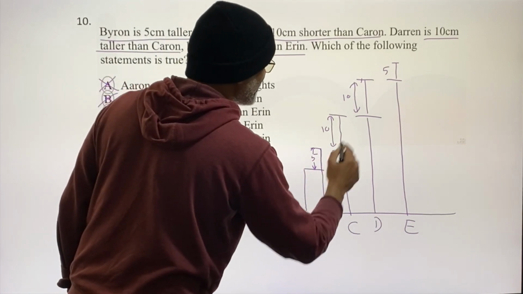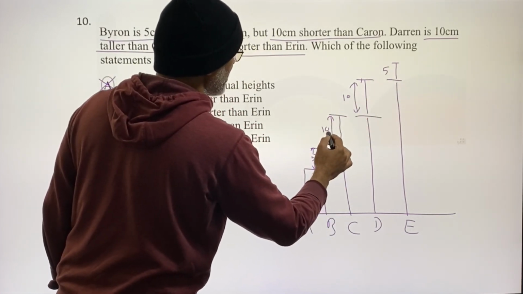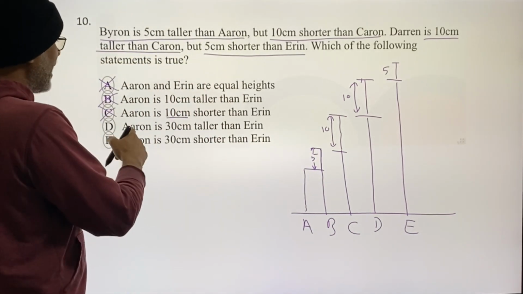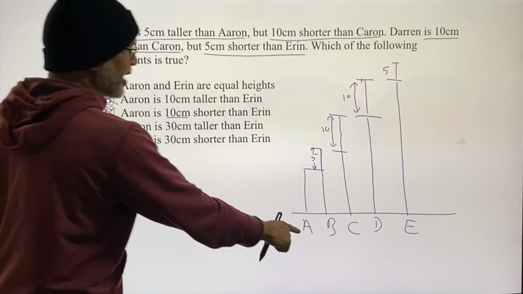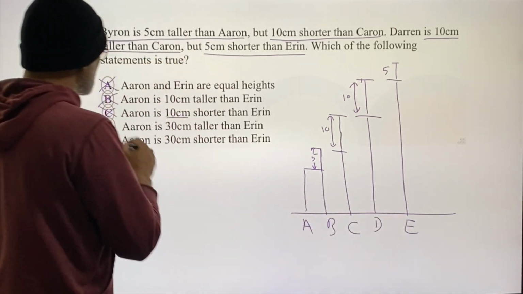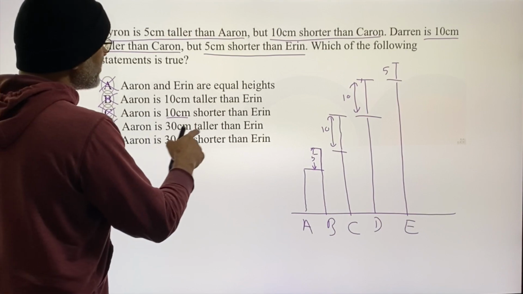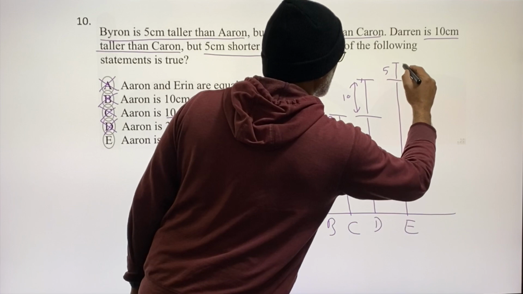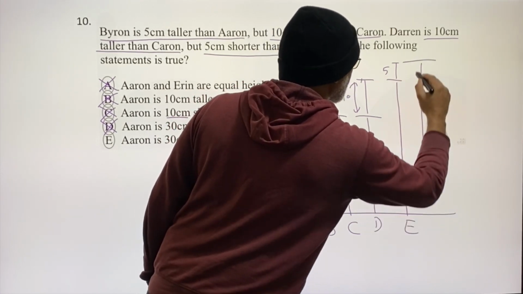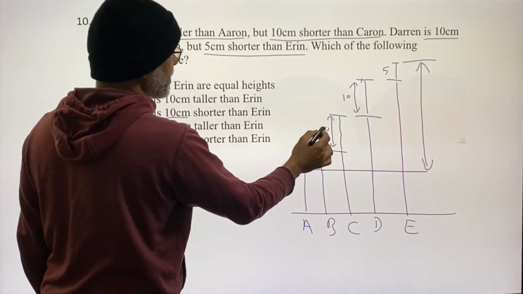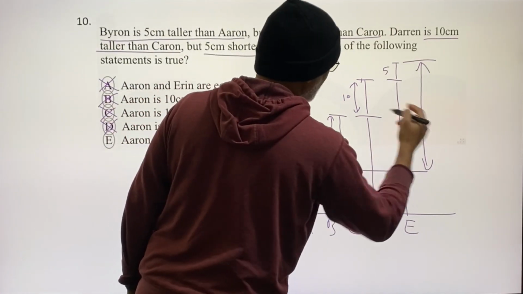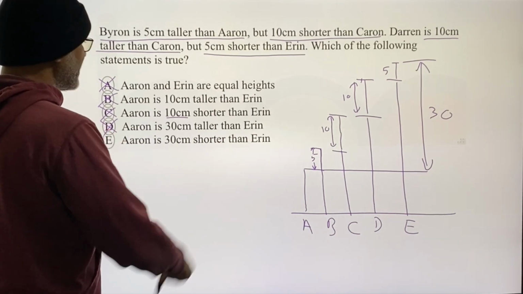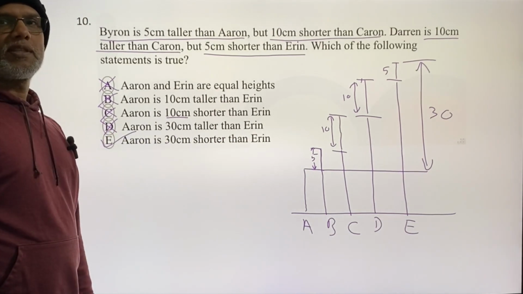No. So this height difference is 5 plus 10 is 15 plus 10 is 25 plus 5, 30, right? It's not 10 cm. Aaron is 30 cm taller than Erin. No, Aaron is actually shorter. Aaron is 30 cm shorter than Erin. Yes. This height difference is 5 plus 10 is 15 plus 10 is 25 plus 5 is 30. That is 30 cm, right? So Aaron is 30 cm shorter than Erin, and E is the correct choice.